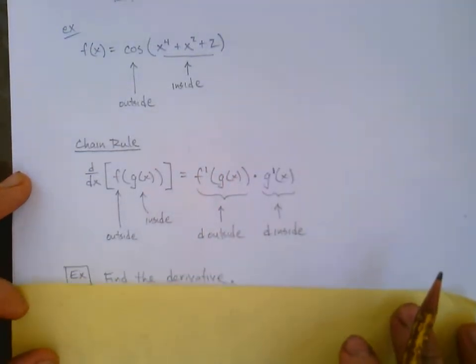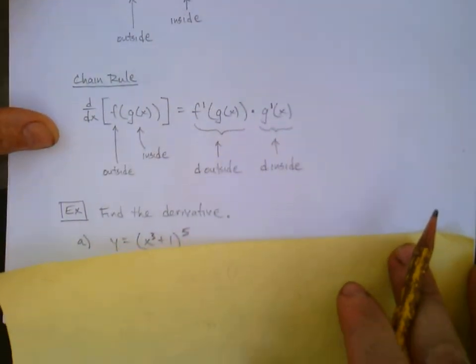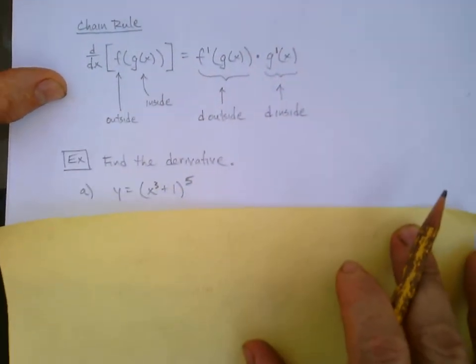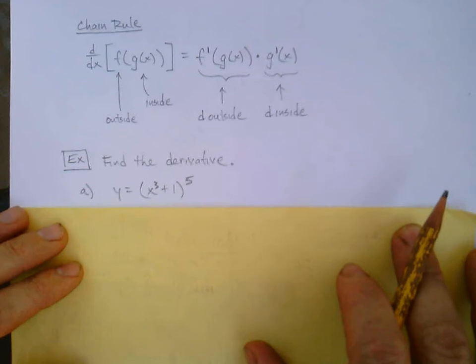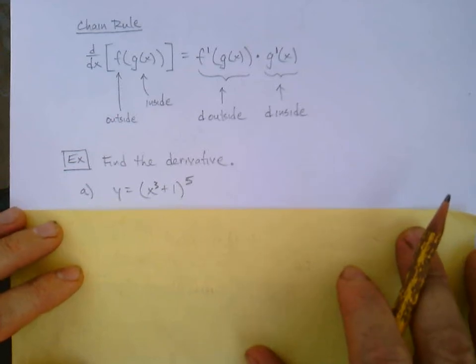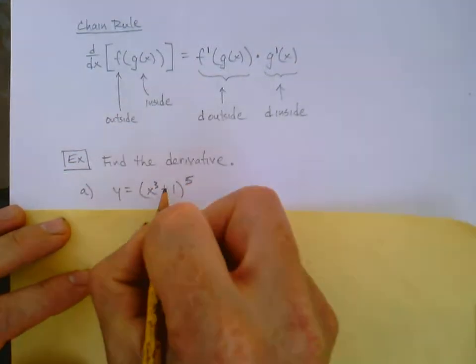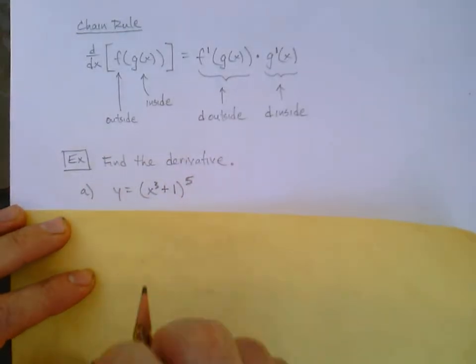Let me show you what we mean. Let's go for it. Find the derivative, and we'll start with that first example. y equals (x to the third plus 1) to the fifth.